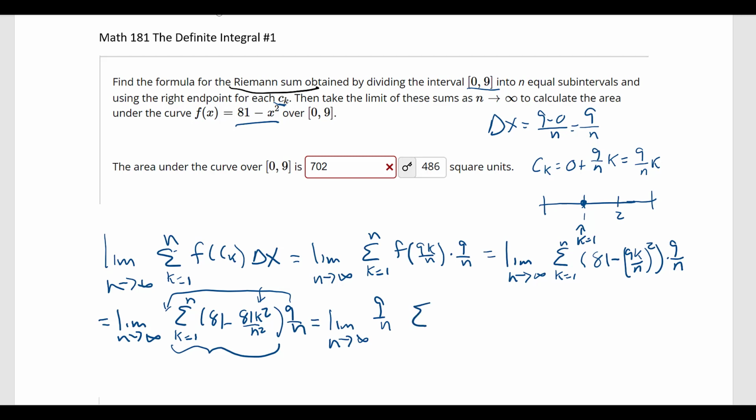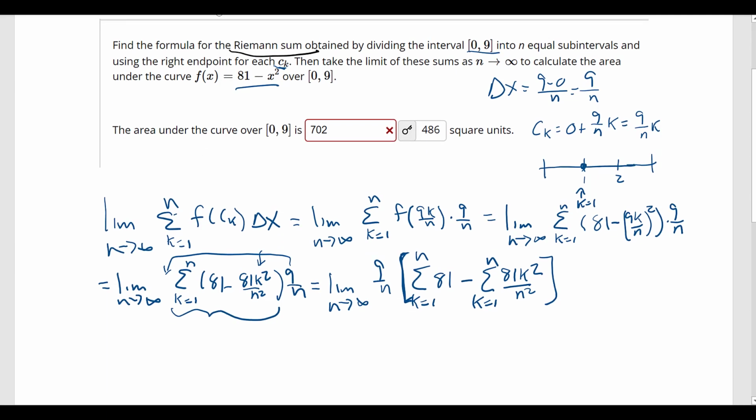of the sum. I'm going to split this up. k goes from 1 to n of 81, put a big bracket here, minus the sum as k goes from 1 to n of 81k squared over n squared. Okay, now we're starting to get somewhere with this.